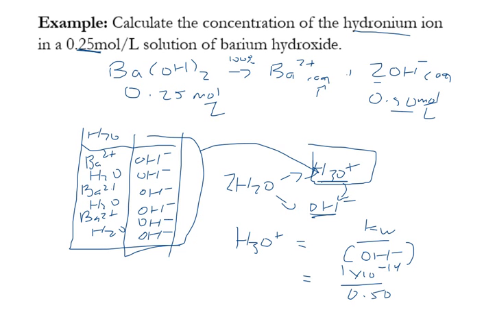So divide by 0.50. I got 2 times 10 to the minus 14. So with sig digs, I need 2.0 times 10 to the minus 14, and that would be my hydronium concentration. You guys able to follow that?